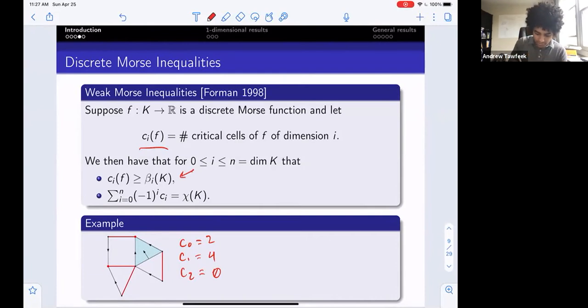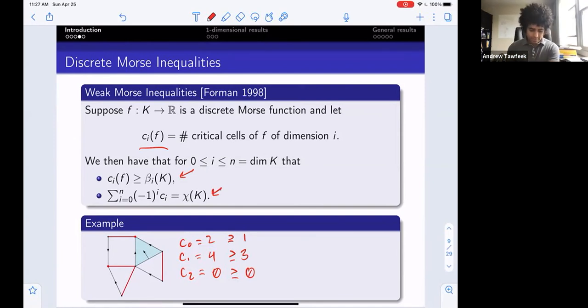So the 0th Betti number of a simplicial complex is the number of connected components. In this case, it's 1. The first Betti number is the number of cycles. Think of cycles you see in a graph. So in this case, it would be 3. And the second Betti number is the number of cavities, like think of spheres or tori. And in this case, this has no cavities, so it's 0. And the second statement says the alternating sum of both sides is always equal. But yeah, these are the weak Morse inequalities.